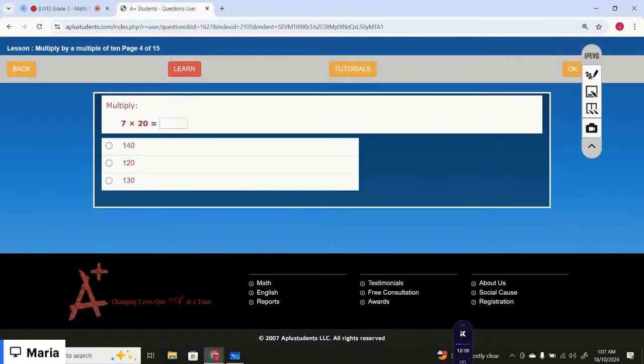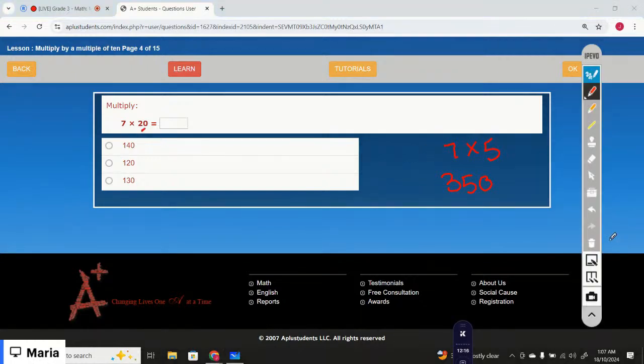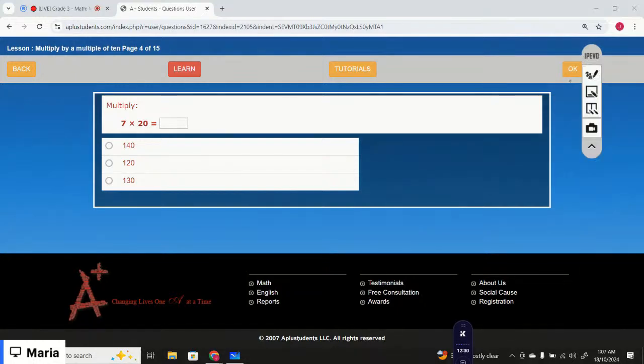7 times 20. So which is the correct option? You have to do 7 times 2, that is 14, and then you have to add the 0. So that makes 140. So 7 times 20 is 140. Option number 1 is the correct option.